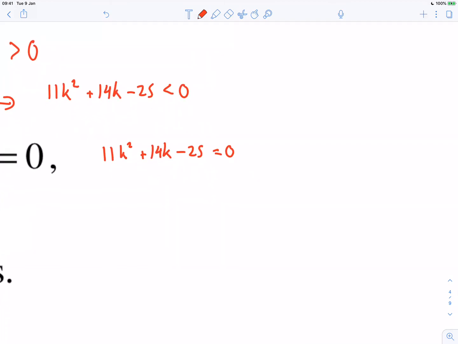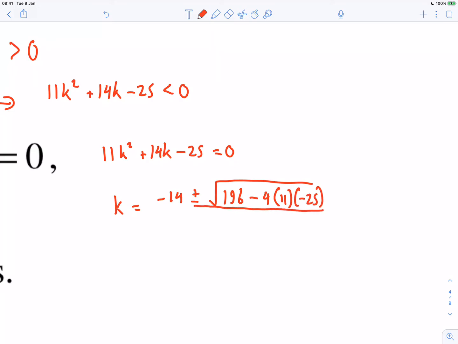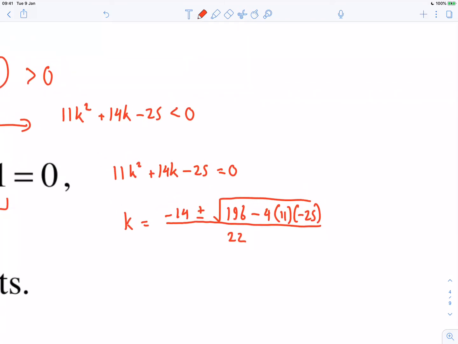Okay. Wow, that's not nice. Okay, we need to find the solutions of it. So I'm going to jump to the quadratic formula. So k equals minus b, which is minus 14, plus or minus the square root of 14 squared, which is 196, minus 4 lots of a, which is 11, lots of c, which is minus 25, and this is all over 2 lots of a, which is 22.